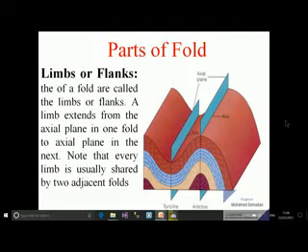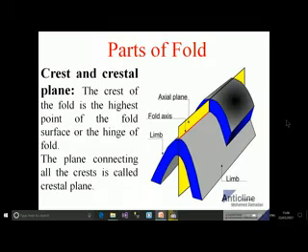Limbs or flanks. A limb extends from the axial plane in one fold to the axial plane in the next. Note that every limb is usually shared by two adjacent folds.